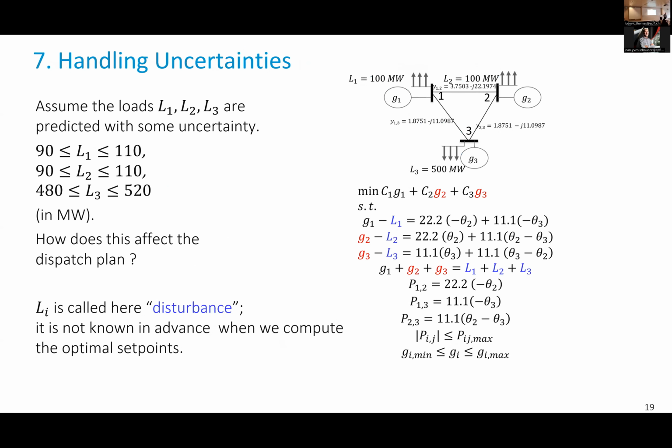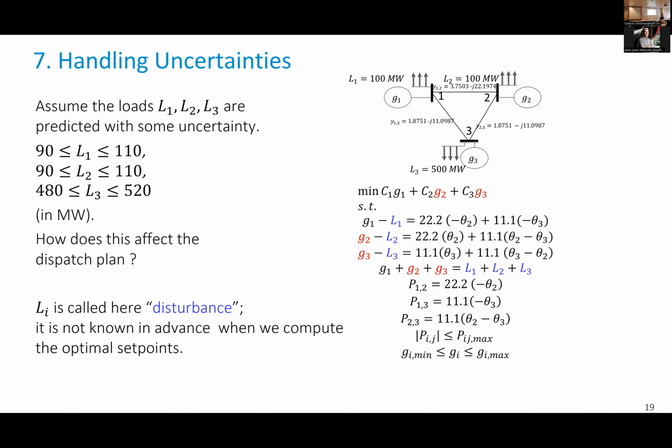So let's apply this in detail to our OPF problem of last week. Last week, we had seen the problem of setting the operating points of the generators, G1, G2, G3, given a prediction of the loads that are given here. Now, if I treat those predictions as just central values plus some uncertainty, I might be interested in solving a problem where I want those set points G1, G2, G3 to work, whatever L1, L2, L3 within those ranges.